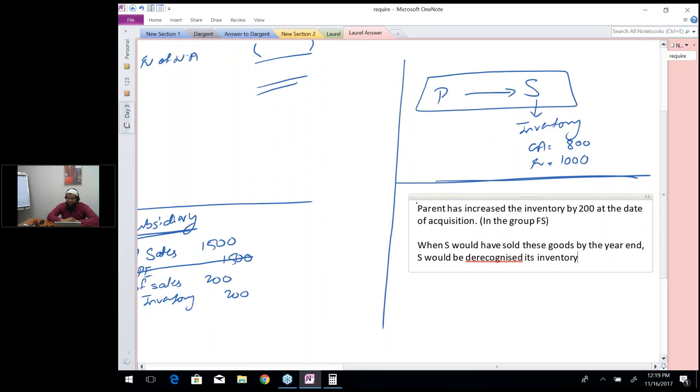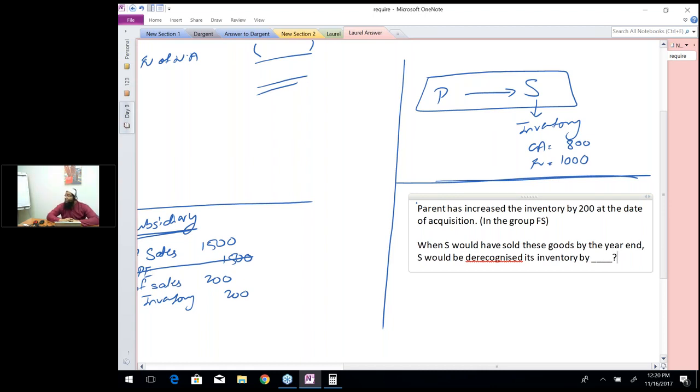Subsidiary would have derecognized the inventory when it has been sold. Am I right? Do you agree with me that subsidiary would have derecognized this inventory when the inventory was sold? Ahmed is saying right. Someone is saying yes. Good. But by what amount? Subsidiary would have derecognized its inventory by what amount?